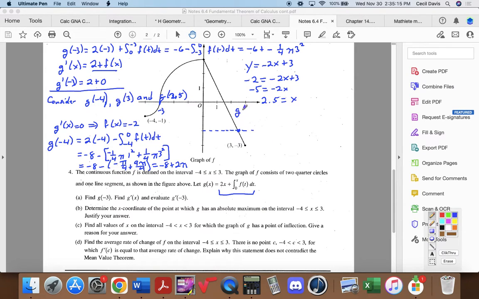I need to consider g of 3. G of 3 will be 2 times 3 plus the integral from 0 to 3 of f of t dt. Well, that's going to be 6 plus, note the symmetry here. You've got this part above the axis and this part below the axis that are exactly the same size. So that's just going to be 6.